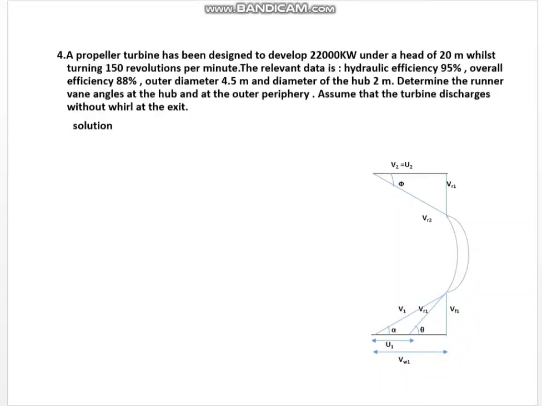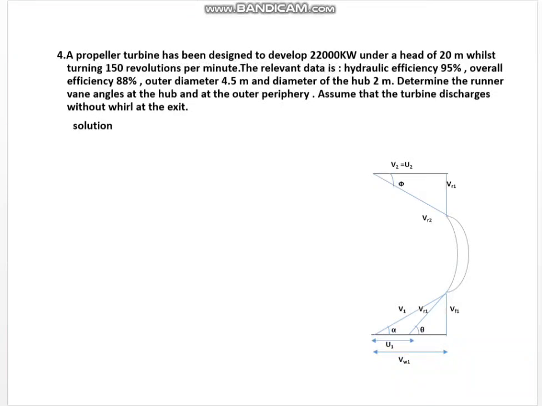Now the fourth question. A propeller turbine has been designed to develop 22,000 kilowatt under a head of 20 meter, wheels turning 150 revolutions per minute. The relevant data is hydraulic efficiency is 95%, overall efficiency is 88%, outer diameter is 4.5 meter and diameter of the hub is 2 meter. There are no vane angles at the hub and at the outer periphery. Assume that the turbine discharges without whirl at the exit.